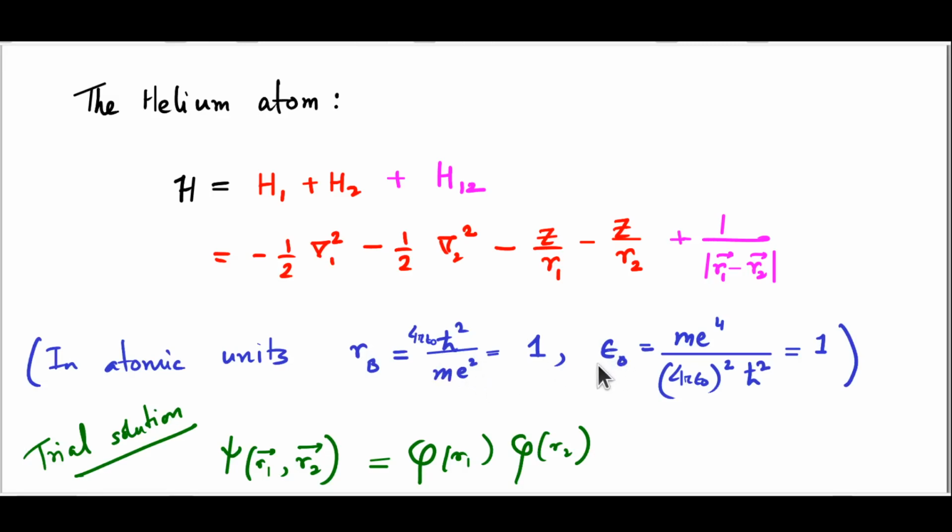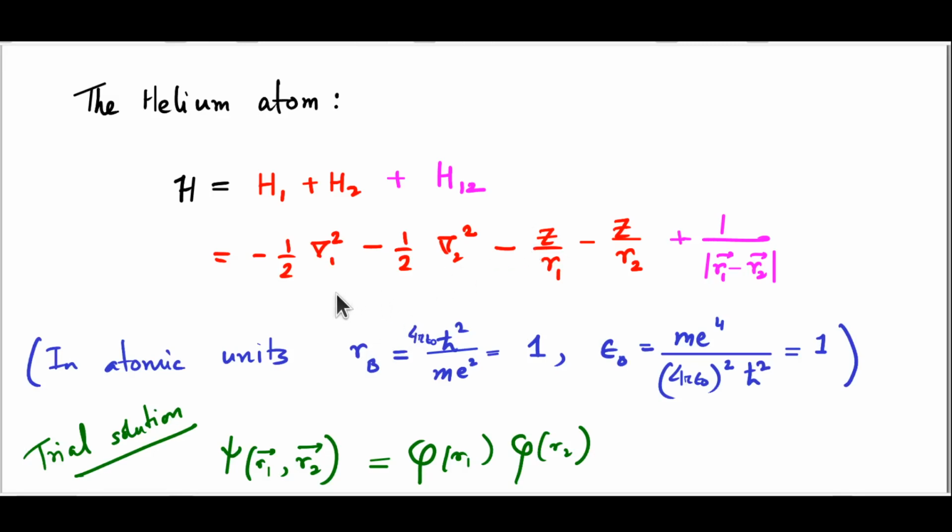And the energy is being measured in units of epsilon 0, where epsilon 0 is m e to the 4 by 4 pi epsilon 0 whole square by h cross square. And this is actually 2 Rydbergs in our conventional units, but in our atomic units, this is equal to 1. Of course, the adoption of atomic units helps us to write down the Hamiltonian without a lot of the messy factors of h cross, m, e, and so on.